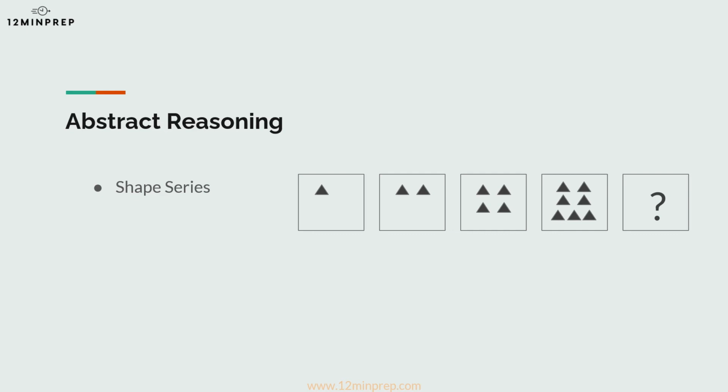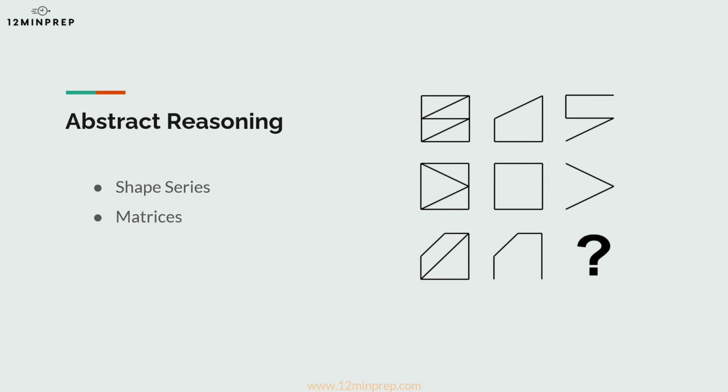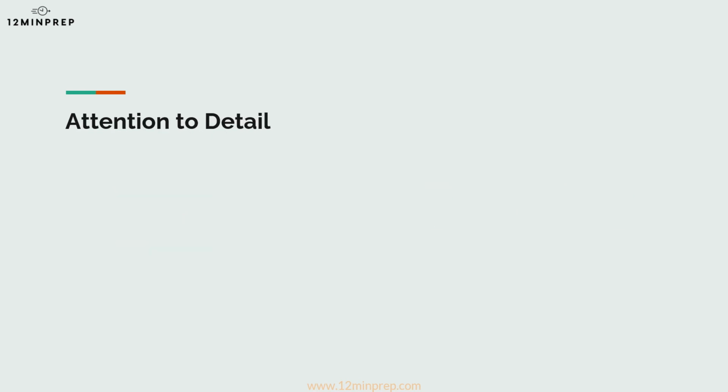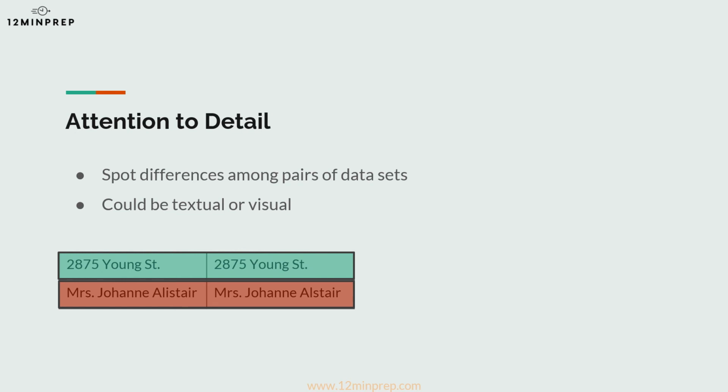Abstract reasoning is measured through 3 question types. In shape series, you need to decipher a pattern through a series of frames in a row, and to predict what is the missing or next element in that series. Matrices require analyzing columns and rows in a 3x3 grid and to choose the missing cell that will complete the grid in a logical way. Odd one out questions will ask you to spot the odd frame from a group of 5. And finally, some questions will assess your attention to detail by asking you to spot differences between pairs of datasets. These sets can be textual or visual.